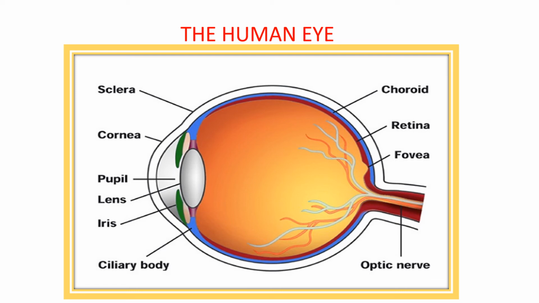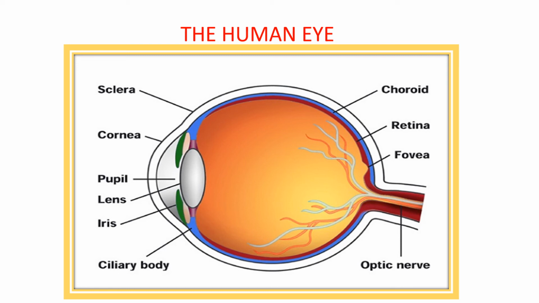Now let us understand the working of the human eye. The light coming from an object enters the eye through the cornea and the pupil and falls on the eye lens. The lens focuses the light rays to form an inverted image on the retina.